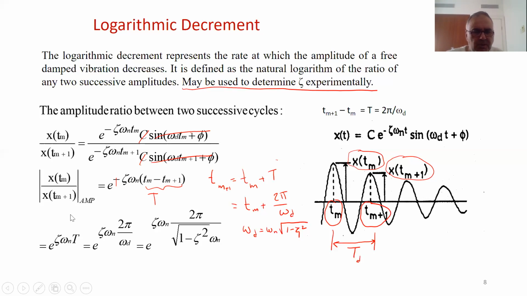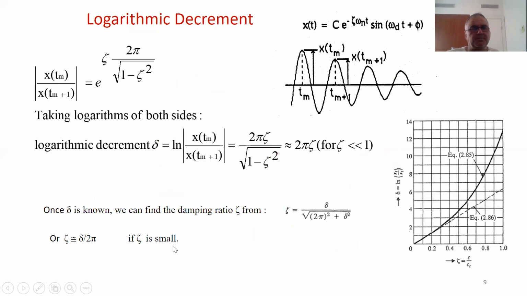But T is 2 pi over omega d, as we have said. And 2 pi over omega d is 2 pi over omega n times the square root of 1 minus zeta squared. So x of Tm over x of Tm plus 1 is equal to e to this term. Now, the trick is to take the logarithm, or the natural logarithm.